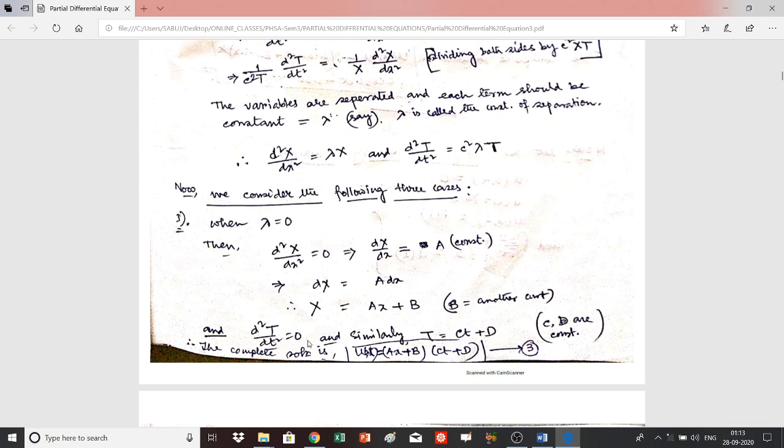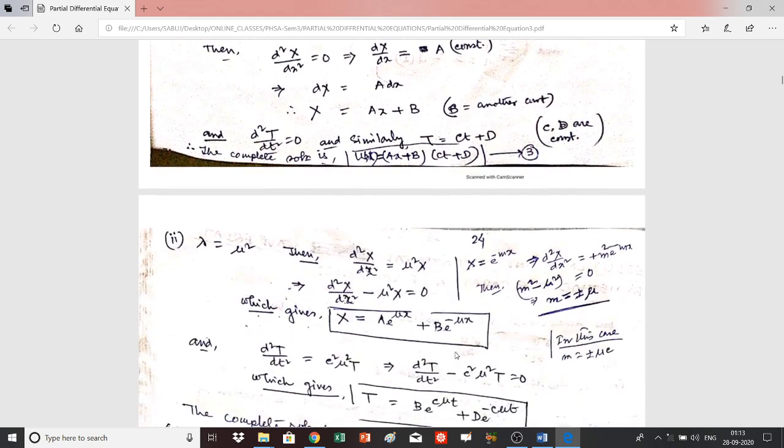So the complete solution in this case is u(x,t) = (ax + b)(ct + d). This is one solution. c and d are also constants.